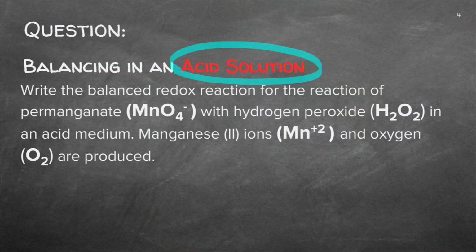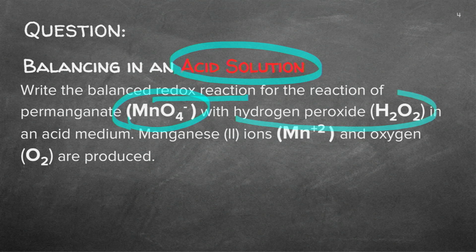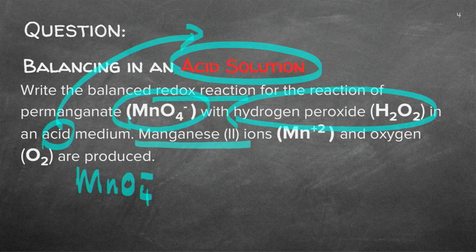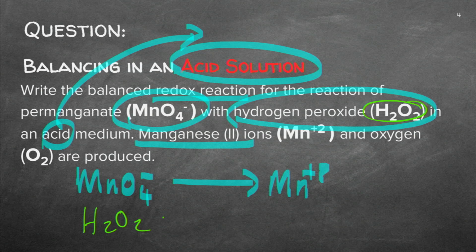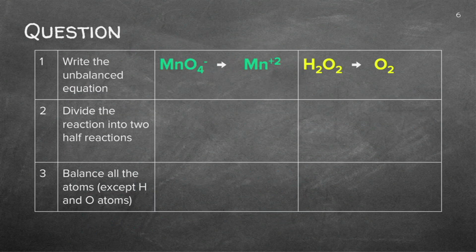So what do we have? They asked me to write the balanced redox reaction of the reaction of permanganate with hydrogen peroxide. And it's in an acid medium. We said we're going to do it in an acid solution. So what's happening here? They actually tell me that the MnO4 will produce manganese. Can you see that one reaction already provided to you? And they tell me the H2O2, the peroxide, will form oxygen.